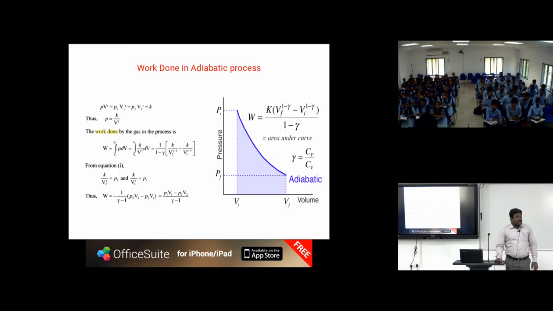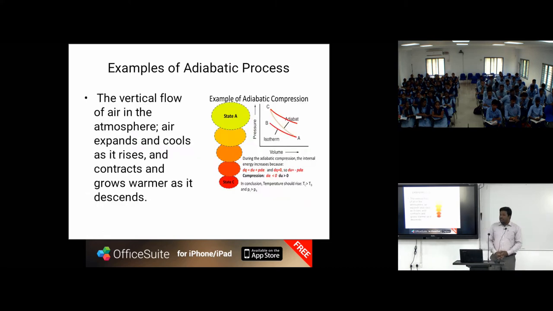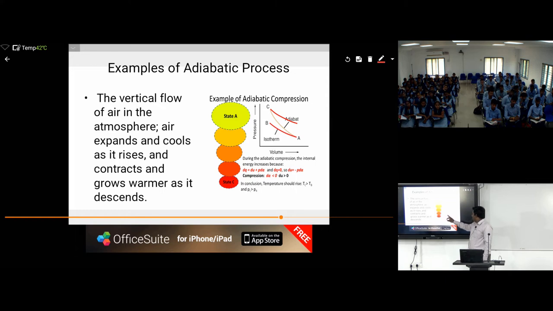By considering adiabatic changes only, we have obtained the velocity of sound as 330 meters per second. Now, what are the examples of adiabatic process? Flow of air vertically. When air flows from a higher level to a lower level, it compresses. During compression, the heat energy remains constant. Now see carefully. According to the first law of thermodynamics, dQ is equal to dU plus PdV. As dQ is equal to 0, dU is equal to minus PdV.